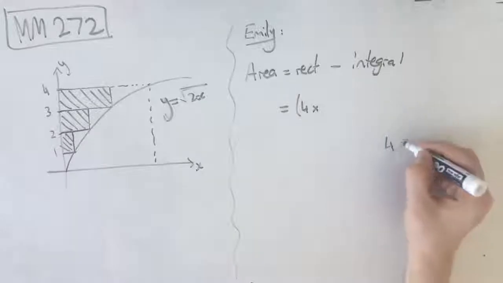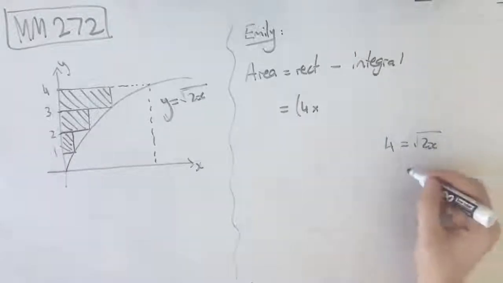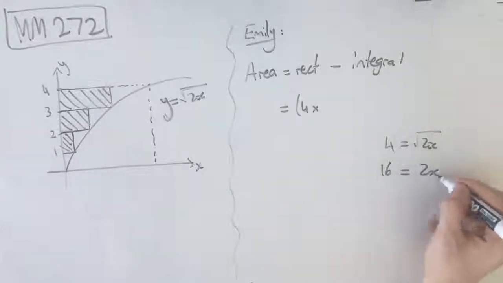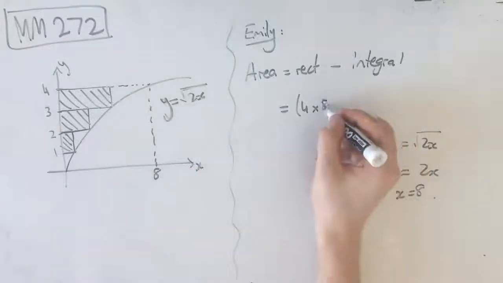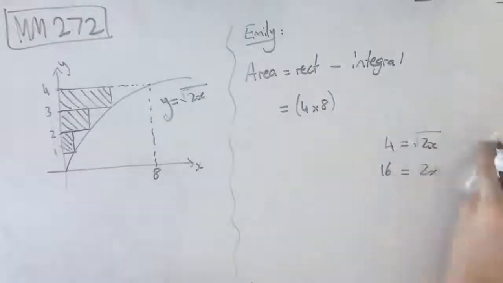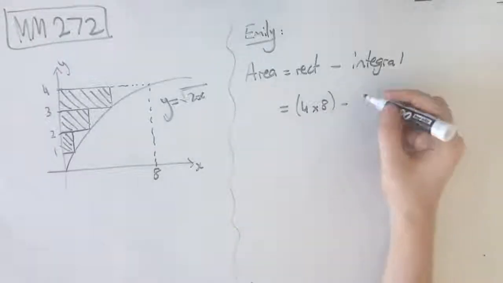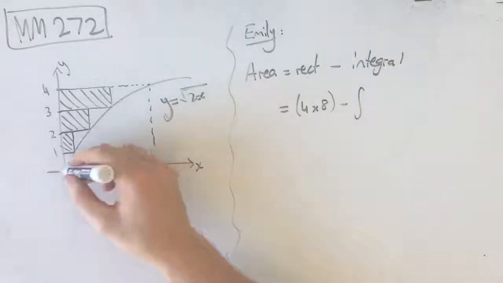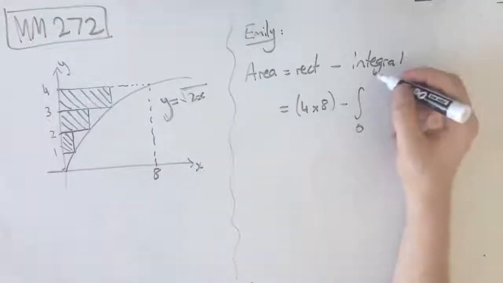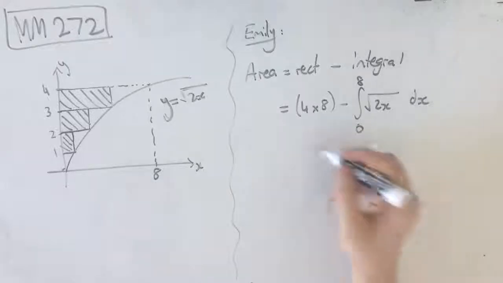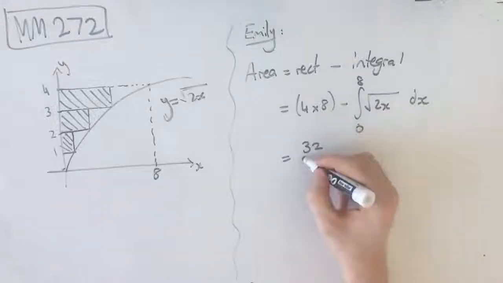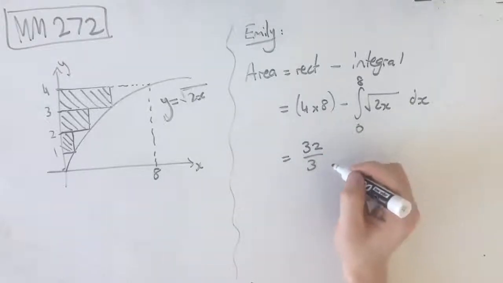So we know that our y value at that point is 4. Squaring both sides, we get 16 equals 2x, x equals 8, which means that this point here is 8. So 4 times 8, minus our integral, which is 0 to 8 of root 2x dx. Now, according to the calculator, this gives us an answer of 32 on 3.